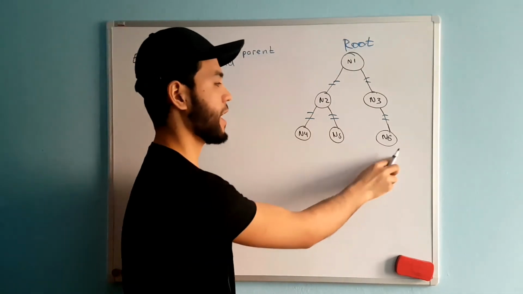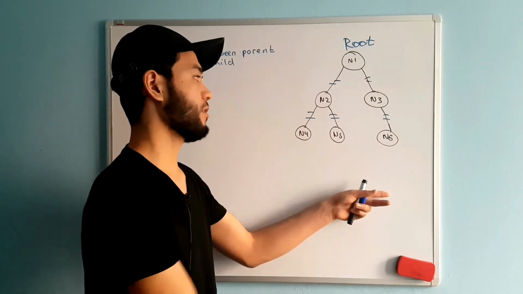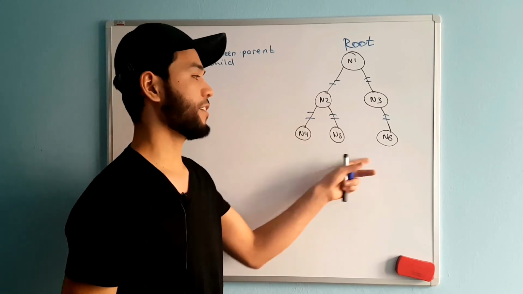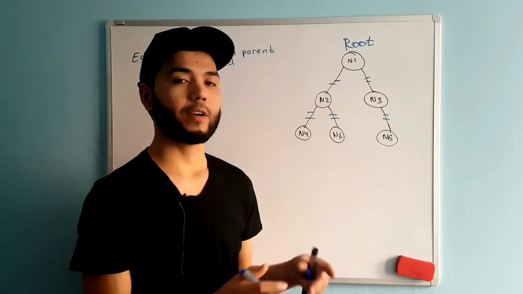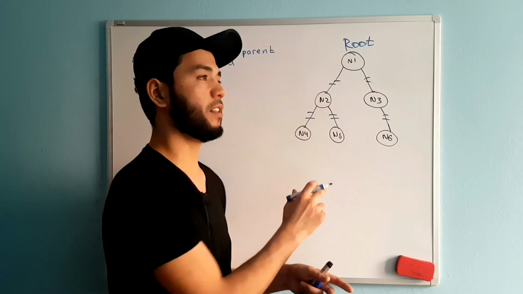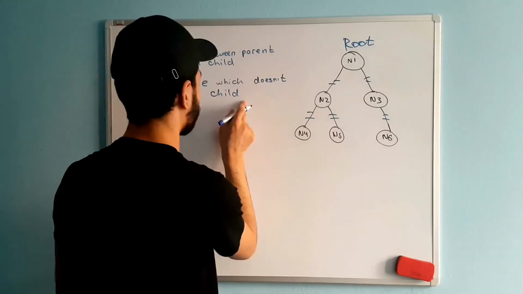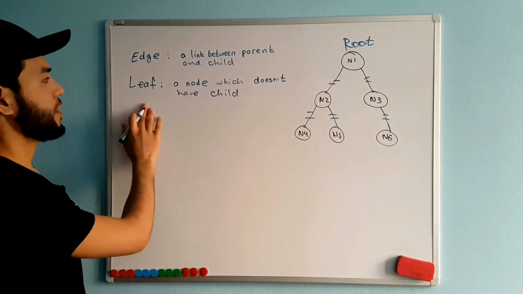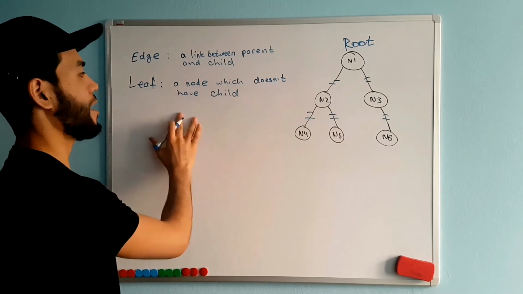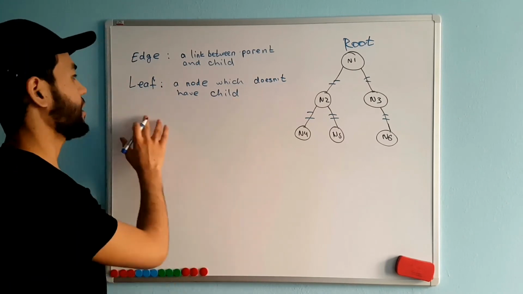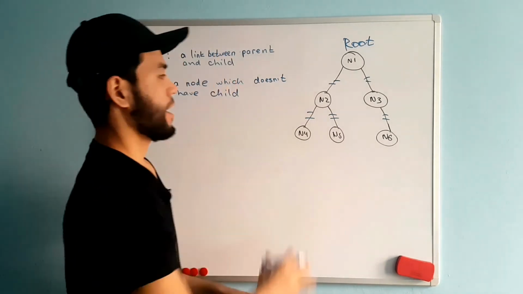And if you see here, we have 3 nodes which are children of other nodes, but they don't have any child. Whenever a node doesn't have any child, it is a leaf, okay? Leaf. I'm going to write that here. A leaf is a node which doesn't have any child, and these are the 3 leaf nodes, okay?